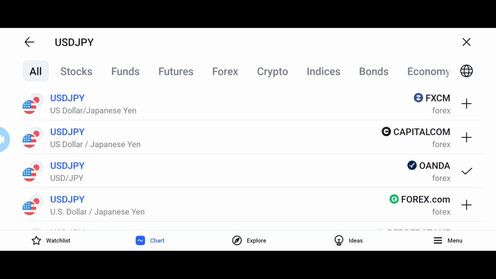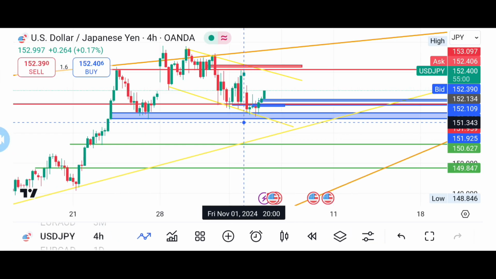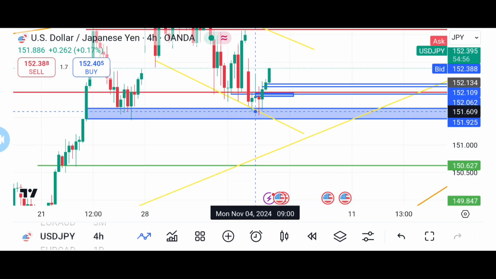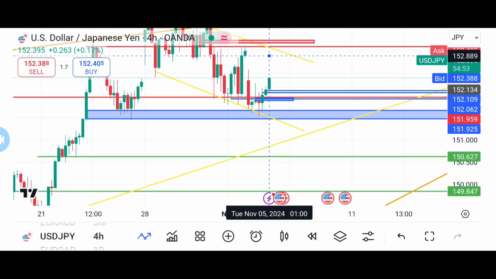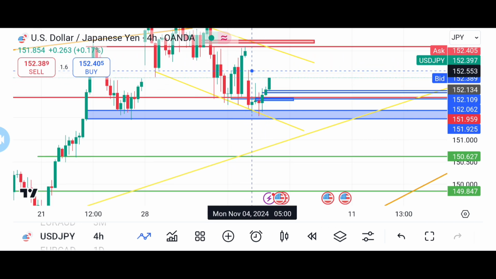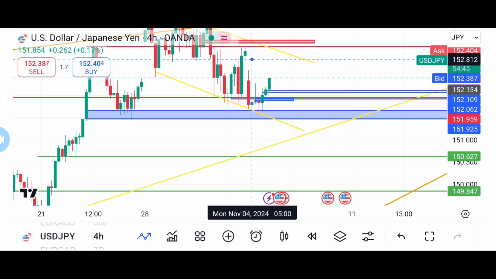Let us go to USDJPY, guys. This is a live market. Very good. This is a live market. So guys, can you see in USDJPY? There is also a gap here. USDJPY, we also have a gap here.